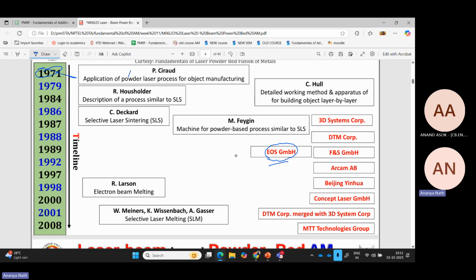There is another company called SLM. The company name itself is SLM as well. So SLM also introduced us to PBF systems. These are a few other pioneer companies, 3D Systems Corp, DTM, etc. EOS is the most common, mostly used, and very standard machine.